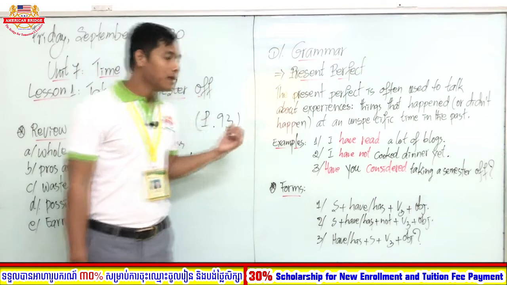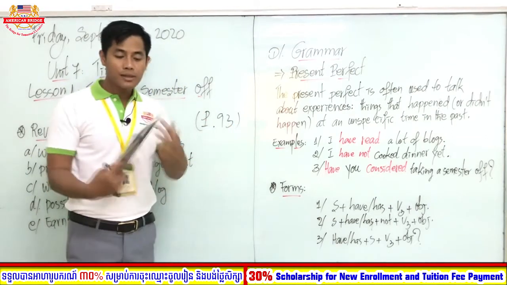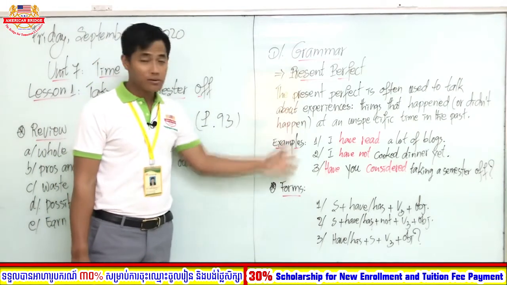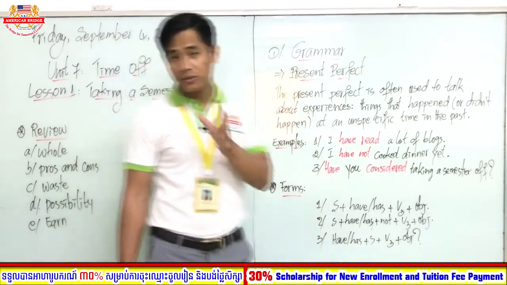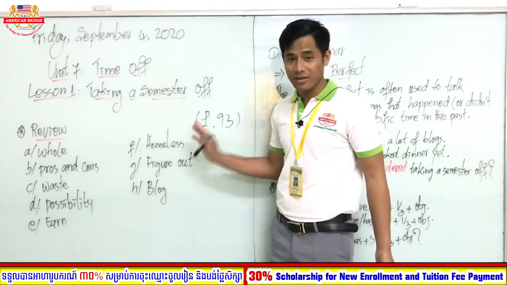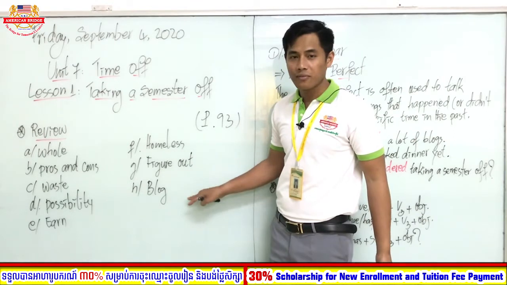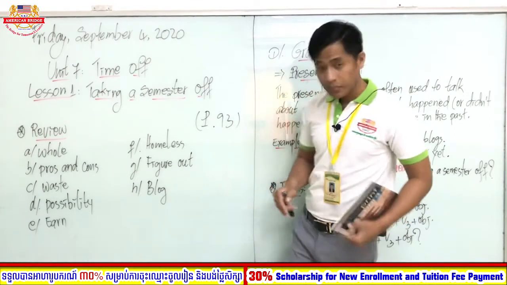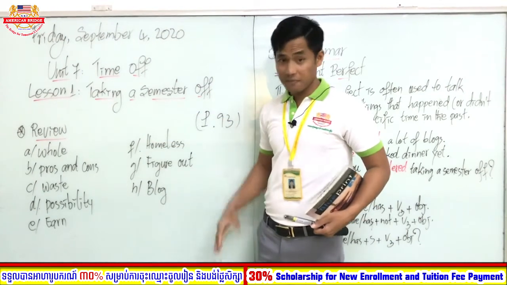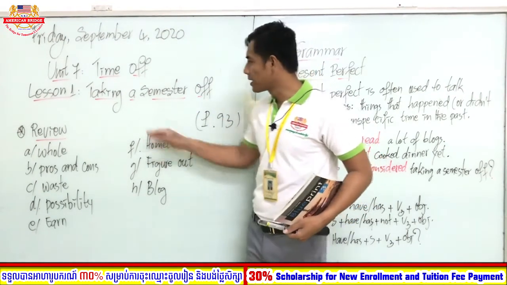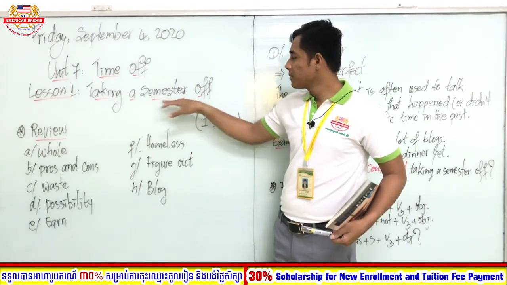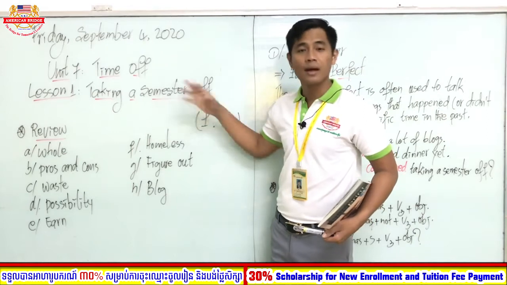Okay, students, please open your Blueprint 3 book to page 93. Then you will see the topic that we are going to learn today. First, the teacher would like to read and explain the definitions of all this vocabulary again. This is for review. Are you ready? Let me get started with the vocabulary review. Taking a semester off means taking a break for a semester.